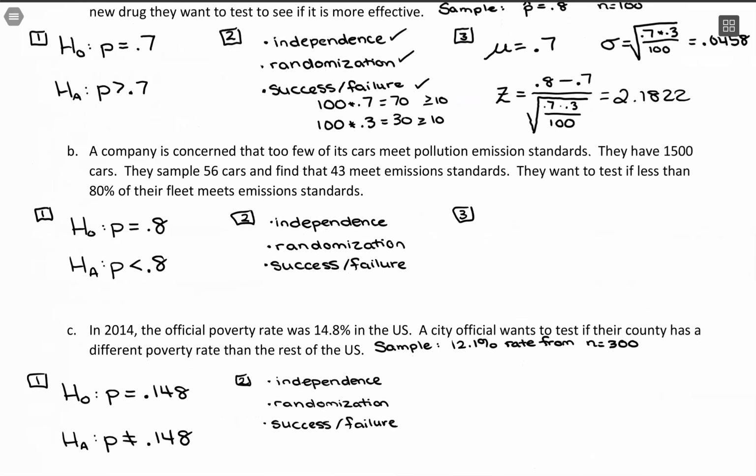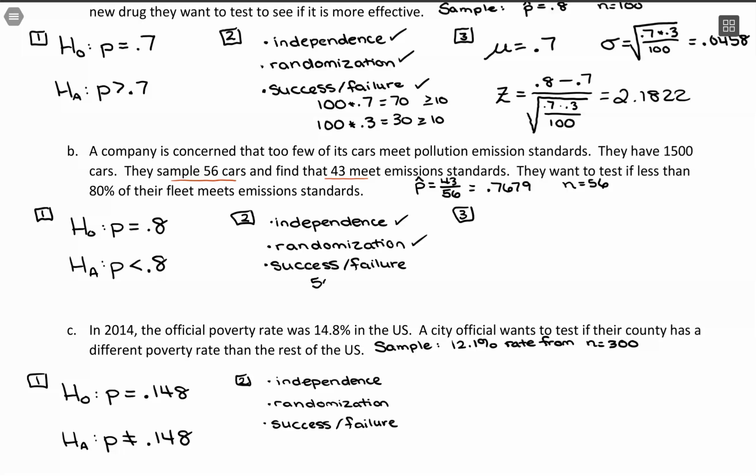All right, let's look at a few more of these examples. So with the car emissions, now this one actually had the sample data already part of it. In fact, our sample data is right here. They took a sample of 56 cars and 43 met emission standards. So what we could do is find our sample proportion, which would be that 43 out of 56, which is a 0.7679. And then that's coming from a sample size of 56.